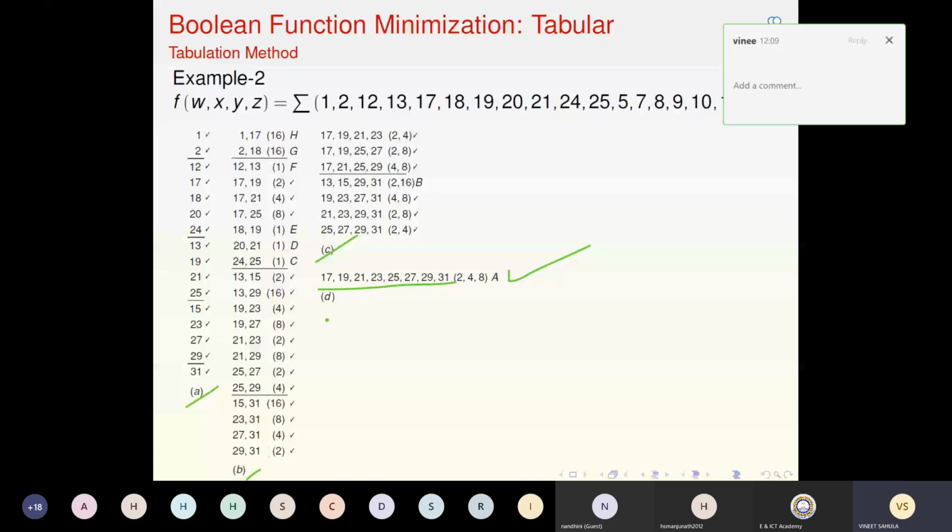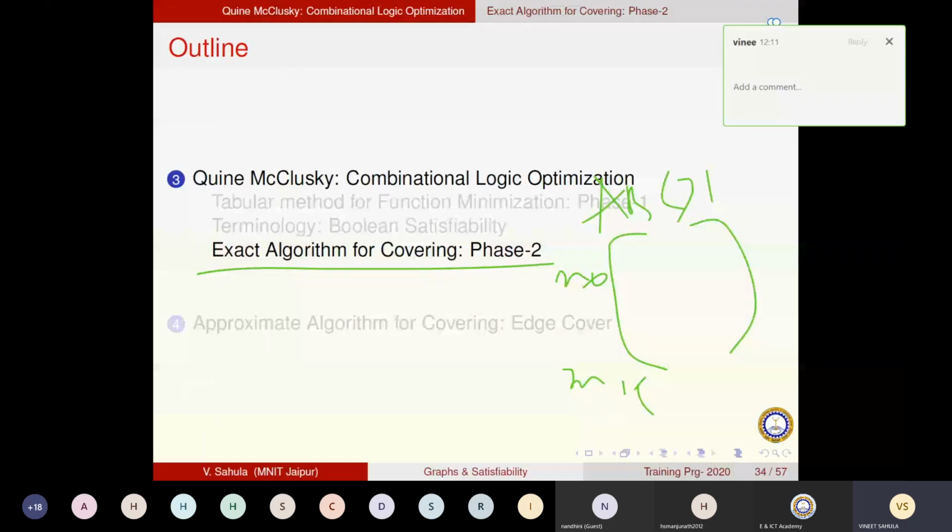We had those implicants identified, generated in phase 1, and all the minterms are here, with tick marks. And you have to find out. The exact algorithm is nothing but taking the first column and deciding whether choosing this is beneficial or not choosing this is beneficial. That's all. So it's a binary decision on each column.